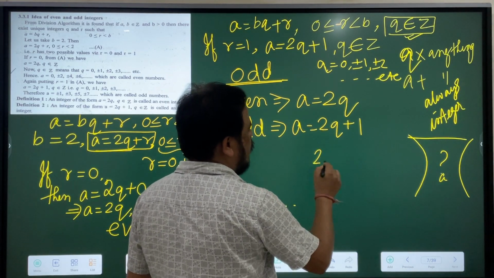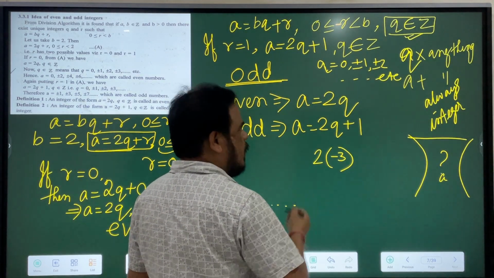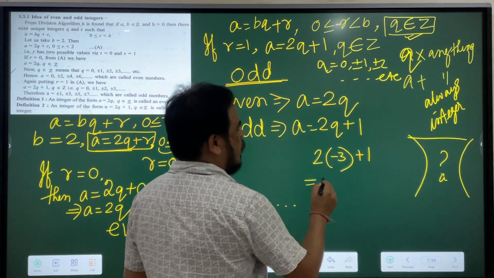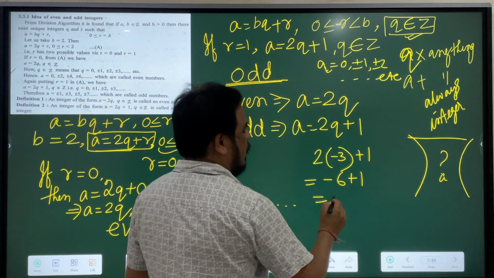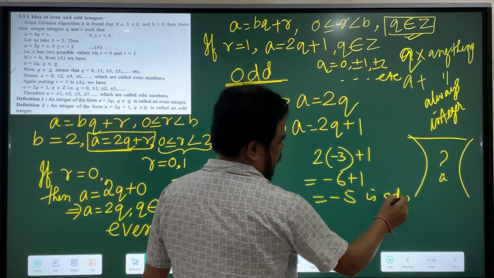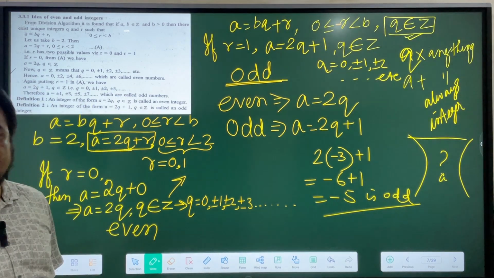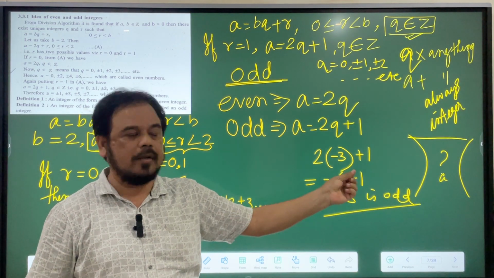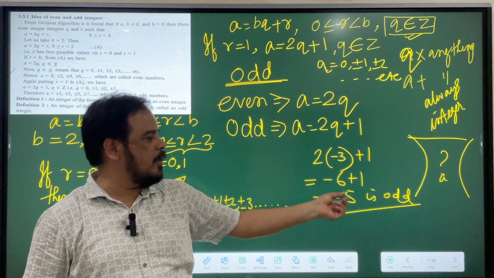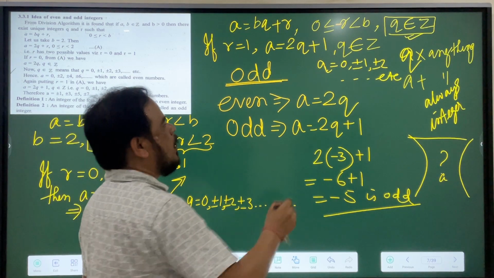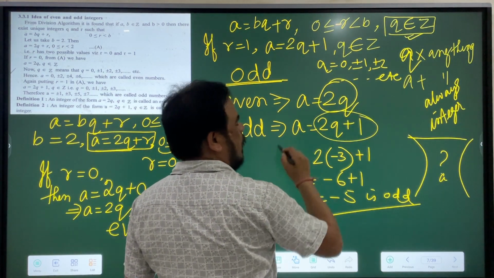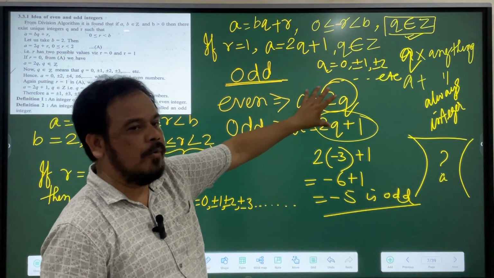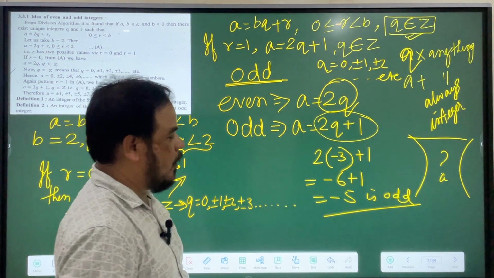Whatever you put in place of Q, the result for A will always be odd. Suppose 2 into 3 is 6 plus 1, 7. 7 is odd. Let us put minus 3 also. 2 into minus 3 is minus 6 plus 1, that is minus 5, which is also odd. So in place of Q, any number, positive or negative, doesn't matter, you will always get an odd number. So what we have to remember: 2Q and 2Q plus 1. Q is any integer. For even, this is the formula. For odd, this is the formula.